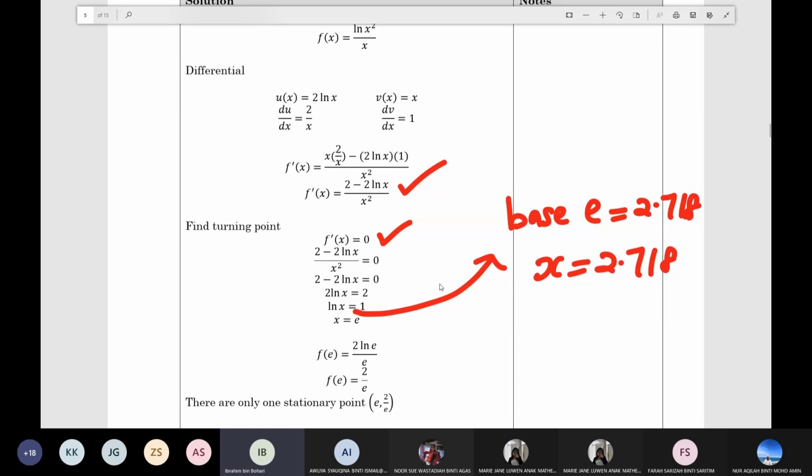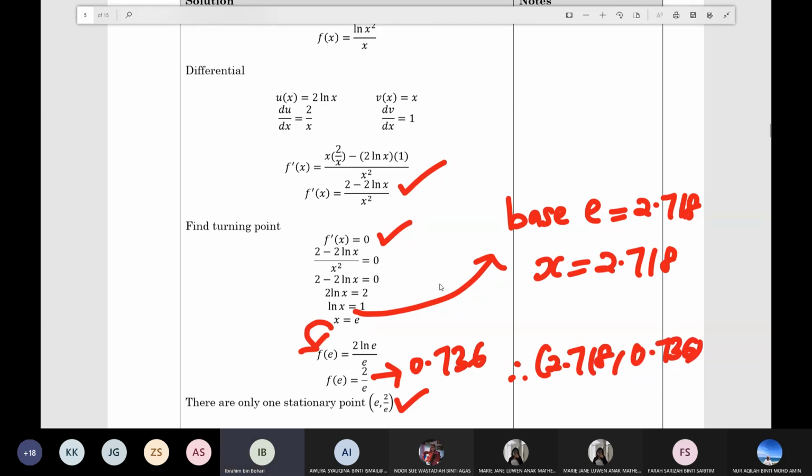Then you substitute into the function and find the value of y. y equals 0.736. This is the answer: 2.718 and 0.736. Give your answer to at least 3 decimal places.